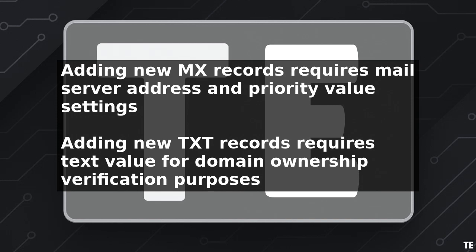value, such as 10. To add a new TXT record, click on the Add button next to the TXT records section and enter the required information, including the name of the record and the text value. The name of the record should be the subdomain you want to verify domain ownership for, and the text value should be the verification code provided by the service you are using to verify domain ownership.